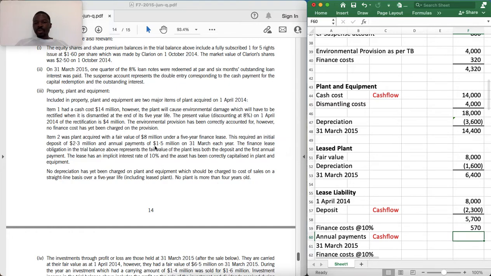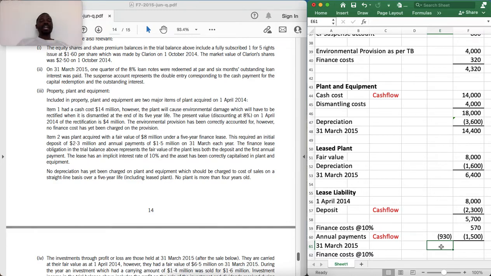Then we need to subtract the payment that was made at the end of the year. So the payment includes the capital element and the finance cost element. So out of the 1.5 million that was paid, how much is the capital amount? So we can simply say this plus the finance cost. So only the capital amount of 930 was paid.